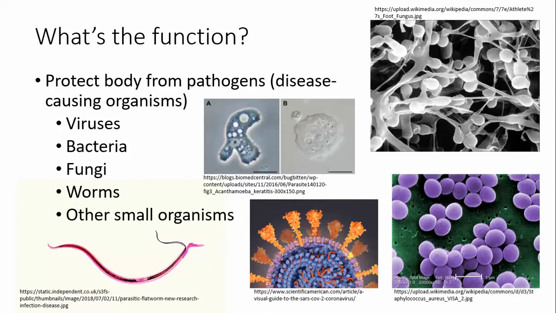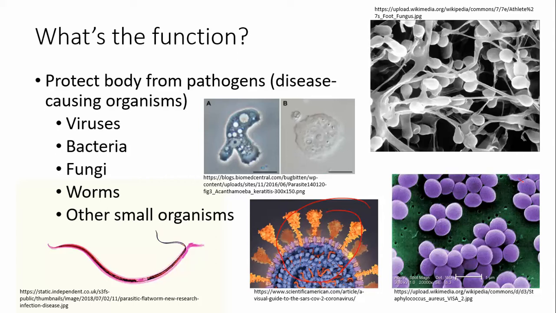So, what is the function of your immune system? Well, in a nutshell, it's to protect your body from pathogens. And a pathogen is any organism that causes disease in your body. So these can be, among other things, viruses, like what you see here. That is a diagram of the structure of the coronavirus that causes COVID-19.